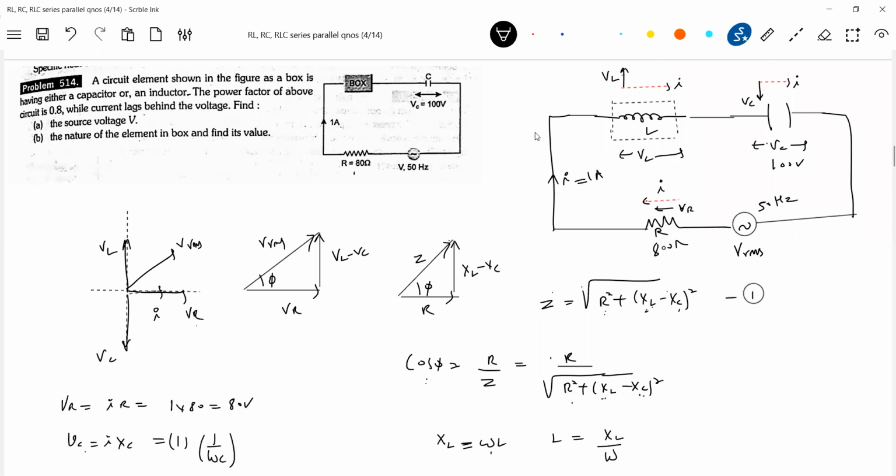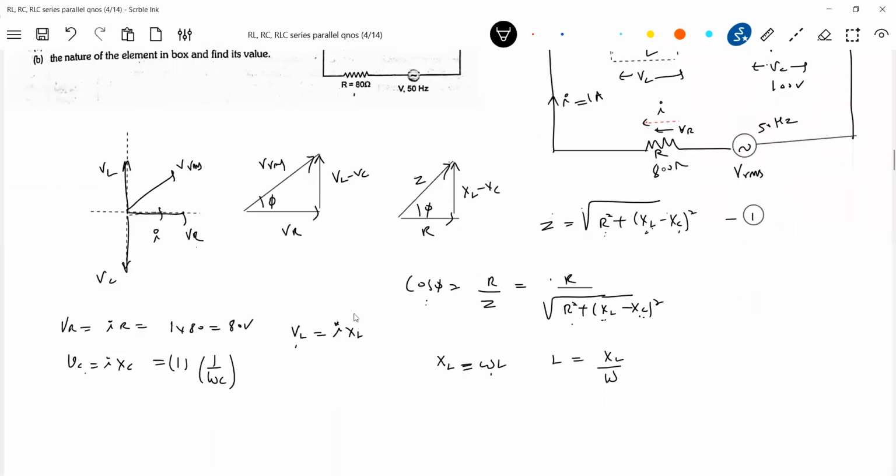How to get the voltage? After getting L, XL, by Ohm's law across the inductor, I into XL. We know I and we have calculated XL. We'll get VL. After getting VL, then apply the formula: VRMS square is equal to (VL minus VC) whole square plus VR square.